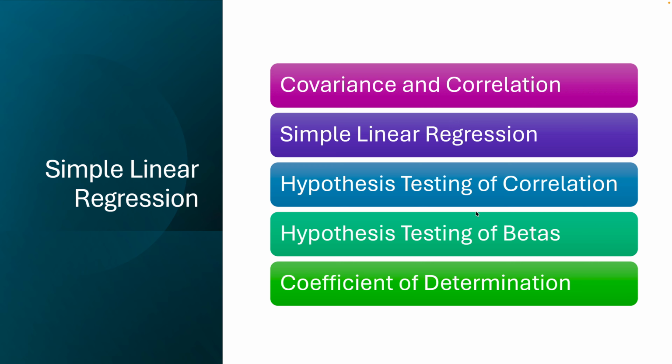Once the mathematical function is determined for the linear function, we do the hypothesis testing of the coefficients, called the regression coefficients or the betas, and then we do the hypothesis testing of the overall quality of explanation by doing ANOVA on the coefficient of determination, which is also called R square.